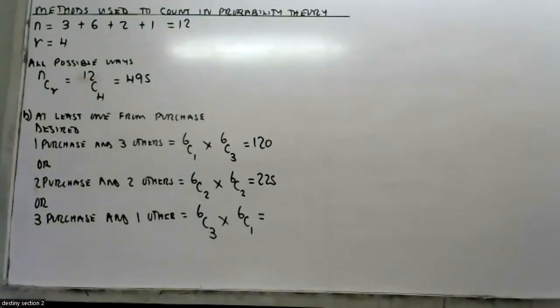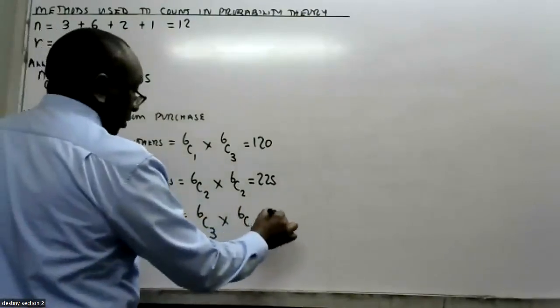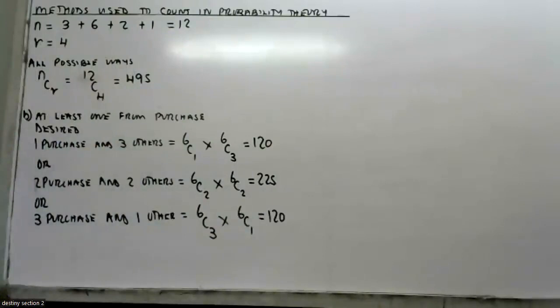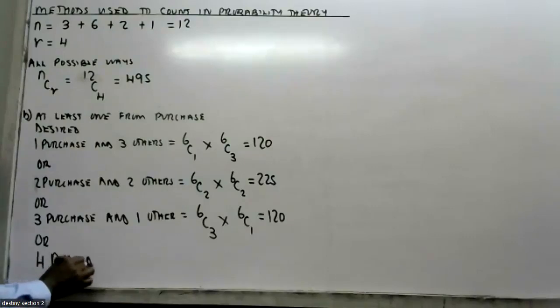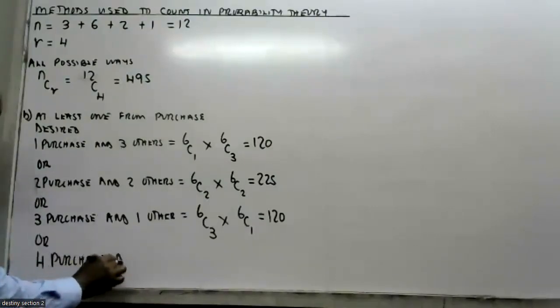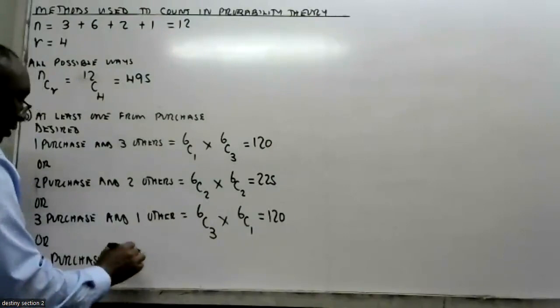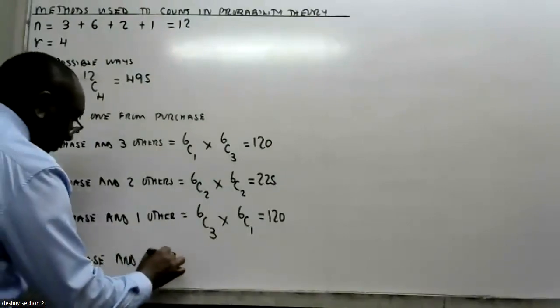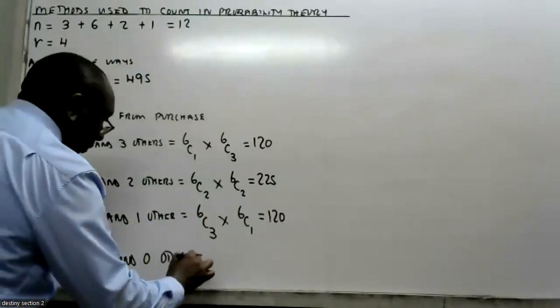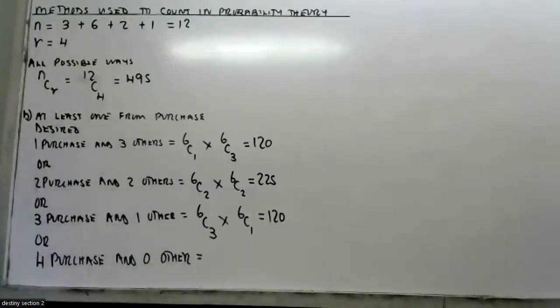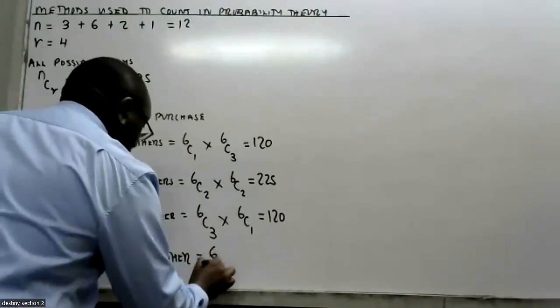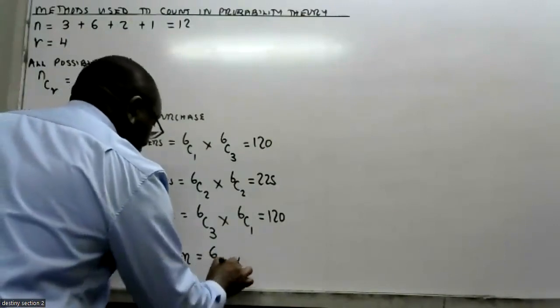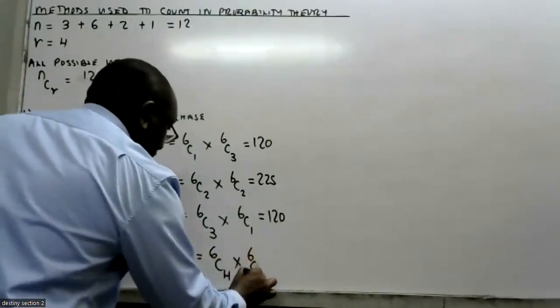That is 120. All 4 patches and 0 other. So this is going to be 6 combine 4, or choose 4, and 6 choose 0.